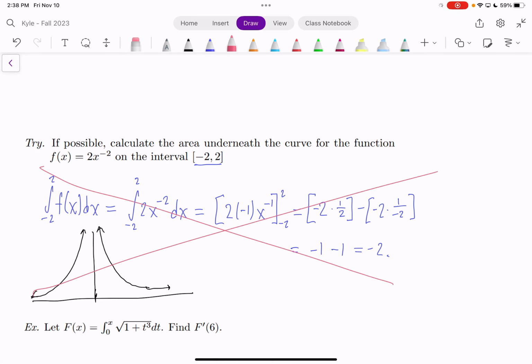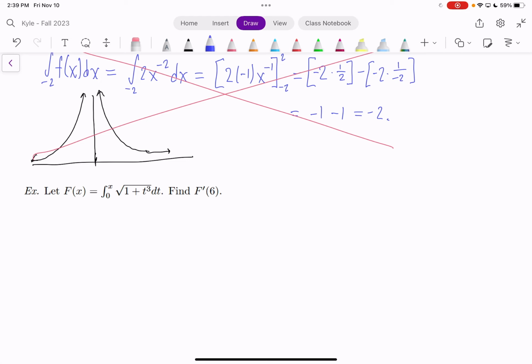All right. So let's try out some other ones here. We're going to go over this example here. This says we're going to let f of x be the integral from 0 up to x of the square root of 1 plus t cubed dt. And it asks us to find f prime of 6.